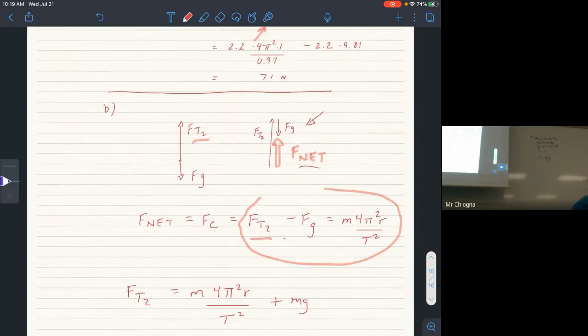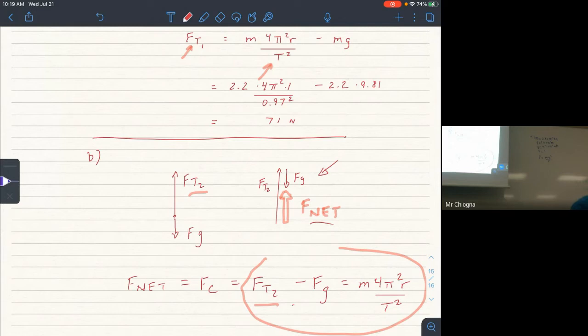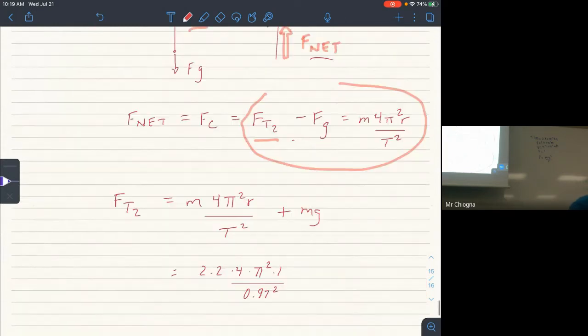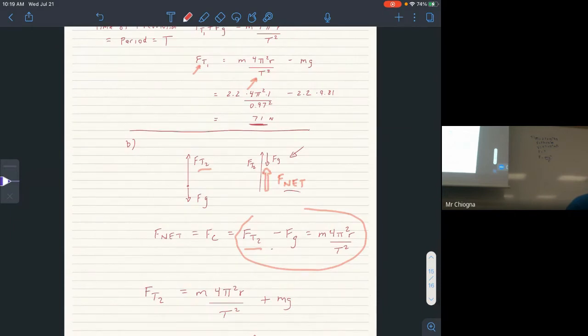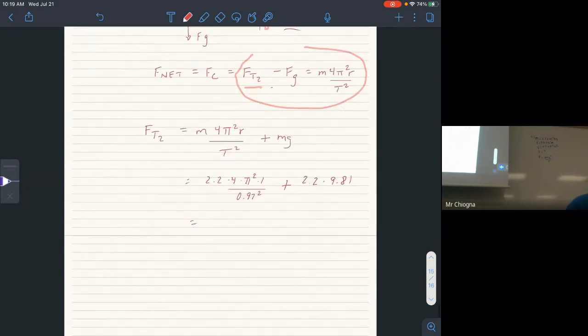This was supposed to be squared, by the way. Plus 2.2. Okay, so this works out to be, should be more than what we had here. Should be more than that. It is.